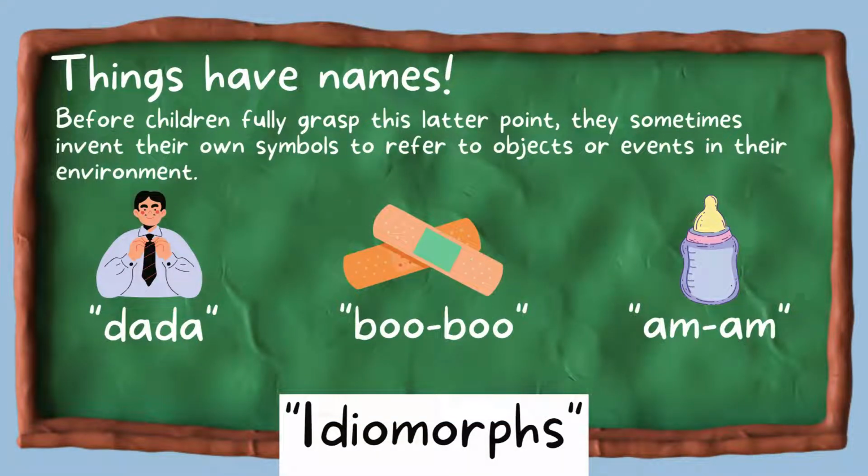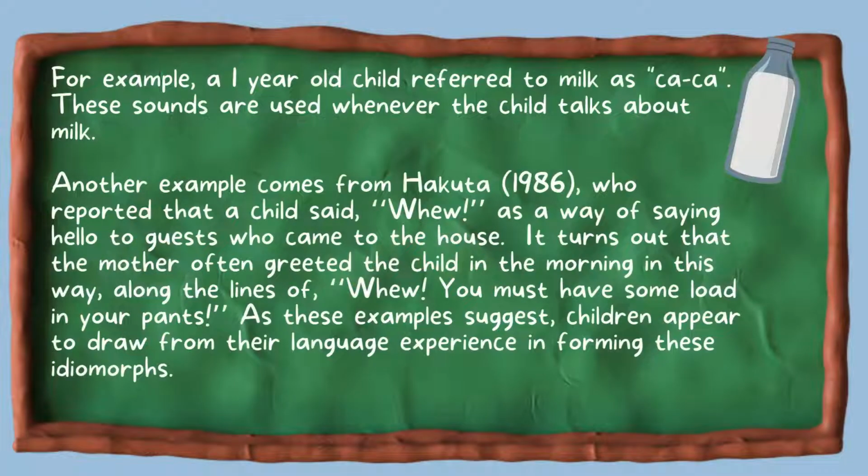they sometimes invent their own symbols to refer to objects or events in their environment. These personalized words are called idiomorphs. Interestingly, children at this stage of development use their idiosyncratic words in highly consistent ways. For example, a 1-year-old child referred to milk as "kaka." These sounds are used whenever the child talks about milk.